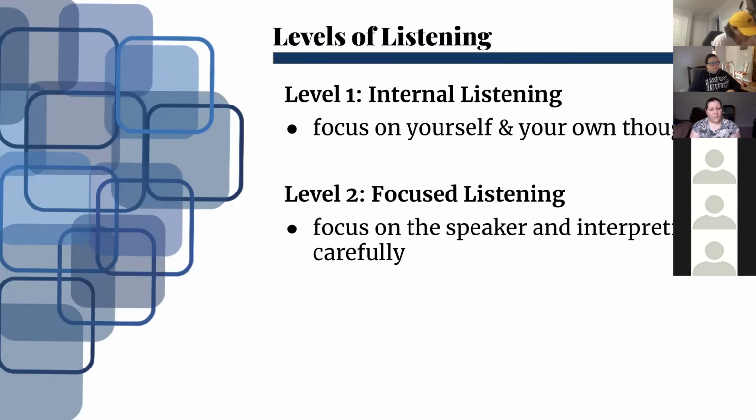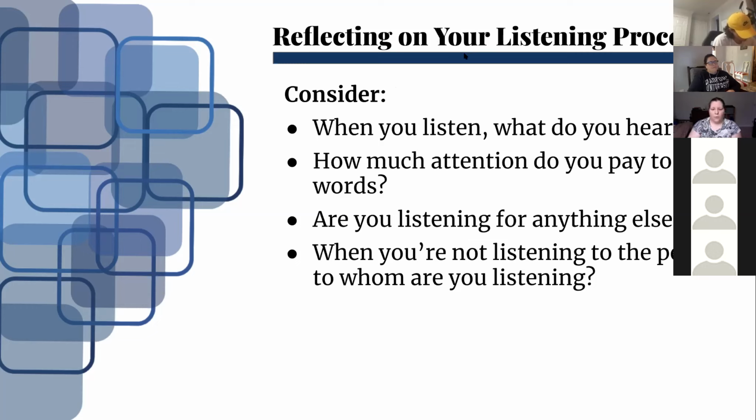Okay. Once we move from level 1 to level 2, we start thinking about ways that we can listen better, or ways that we can improve our own listening process. So when you're listening to someone, when you think about how you listen, you want to think about the things that you're hearing, whether or not you're paying attention to the words, whether you're listening for anything else. And when you're not listening, to whom are you listening? Are you listening to what's going on in the background? Are you paying attention to the nonverbal cues? Or are you focusing physically on what's being said?